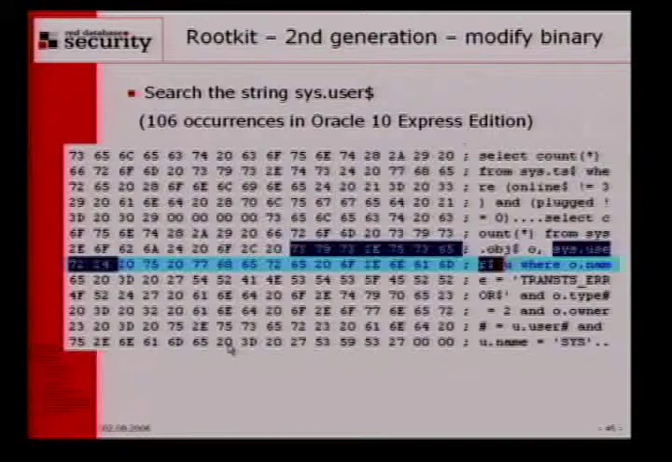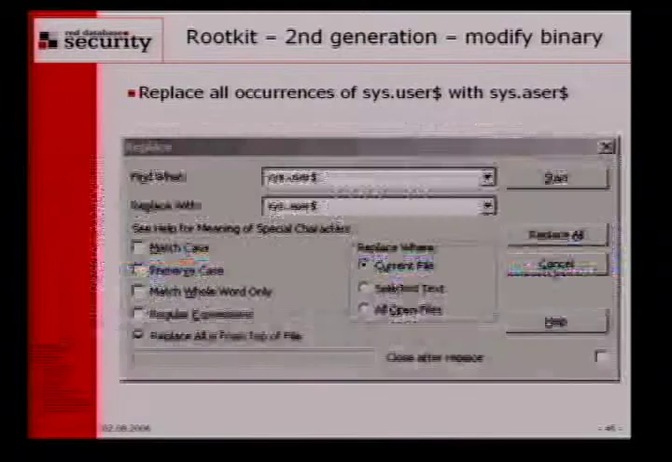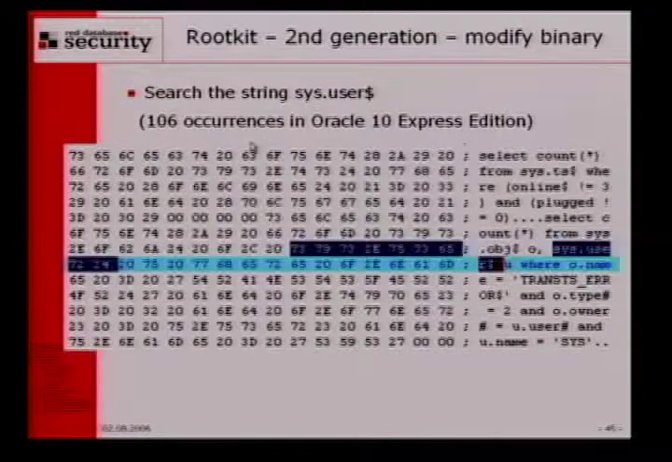I'm not a reverse engineering expert. I'm using the poorest man's reverse engineering tool called UltraEdit. So just by opening the Oracle executable in a text or hex editor, you can search for the string sysuser$. And in Oracle Express Edition, you have 106 occurrences of this table.